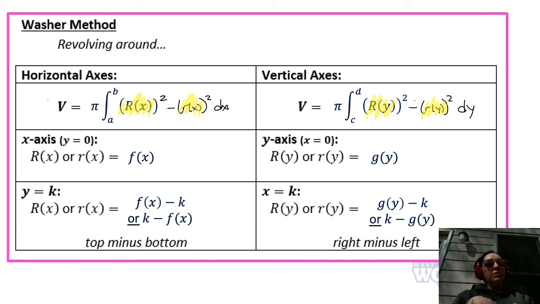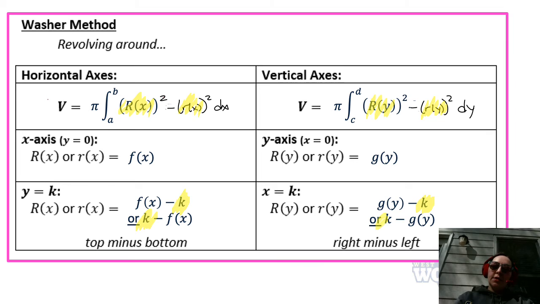But all that really is going to do is it's just going to change how we calculate, excuse me, the big R and the little r, right? So that we're going to have some constant that we're going to have to subtract as we consider our top minus bottom for dx or our right minus left for dy.